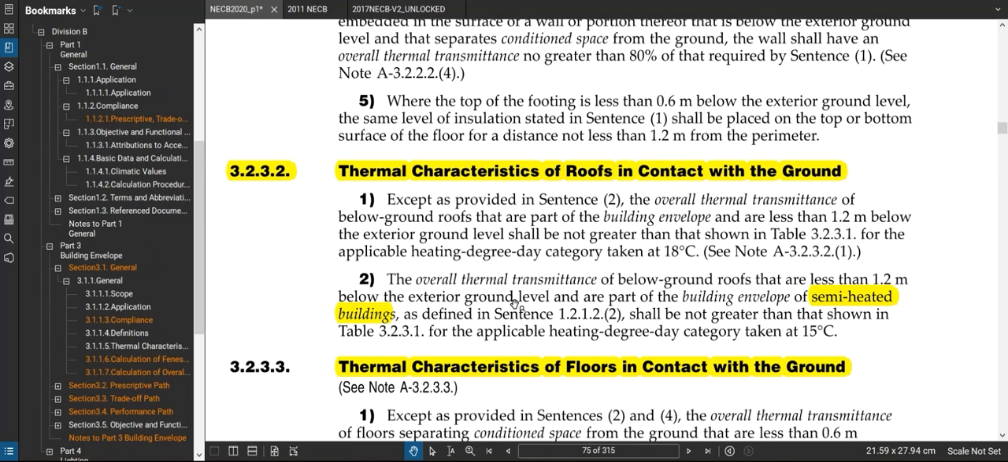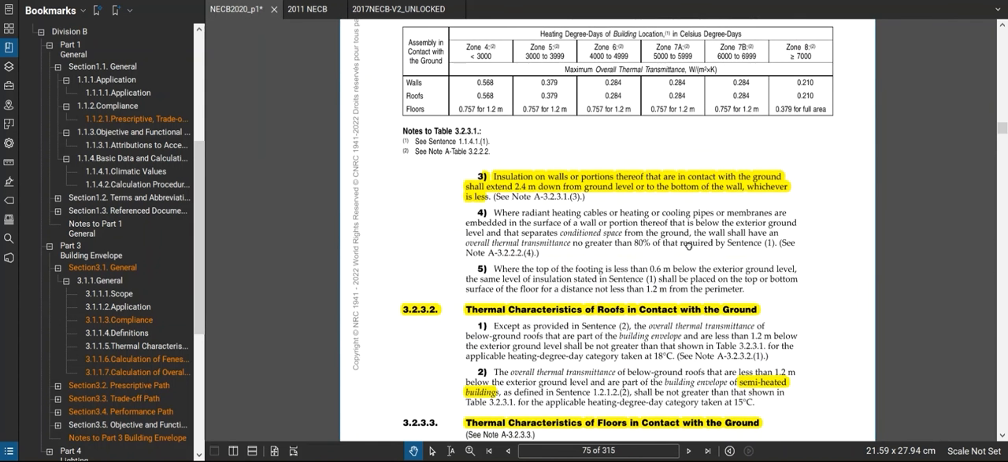So, if you know that say that parkade is going to be kept at a lower temperature, it looks like it's below 15 degrees, then you can go down a notch on your heating degree day from the 18 degrees Celsius one to the 15 degrees Celsius one. So that might take you down a zone basically.